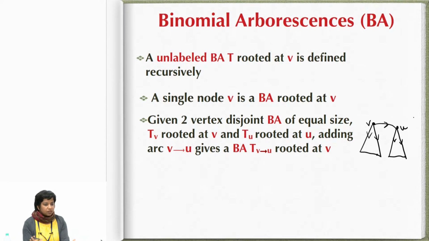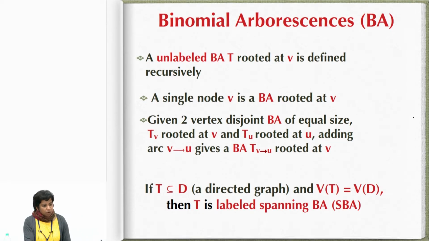This is basically how we create a binomial arborescence, recursively defining. We always take two binomial arborescences of the same size and give an arc between the roots of those two, thereby creating a bigger tree. By doing this, if I manage to cover all the vertices in my original graph, then it's a spanning thing. The notion of spanning only makes sense when there exists another graph of which this is a subgraph. So here there is no bigger graph, so I'm just calling it a binomial arborescence.